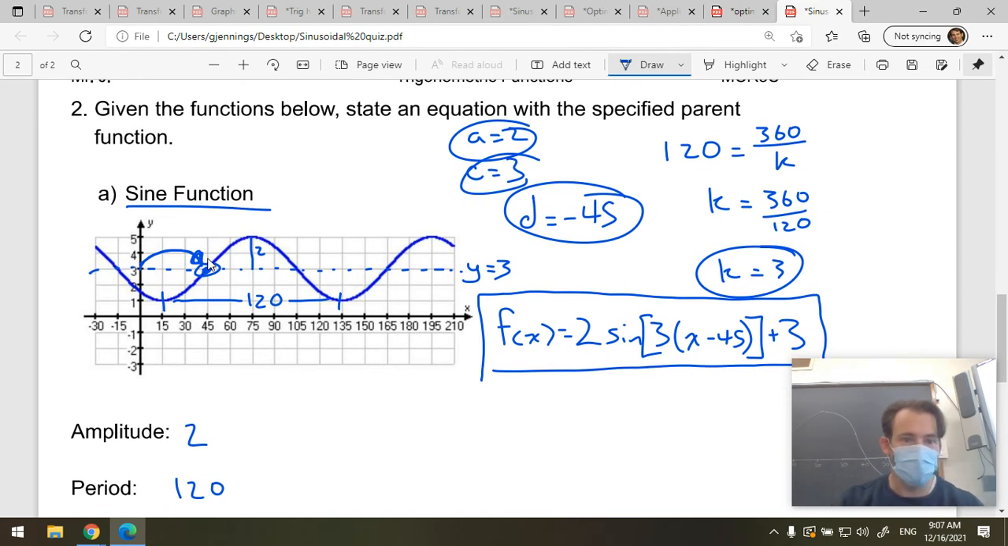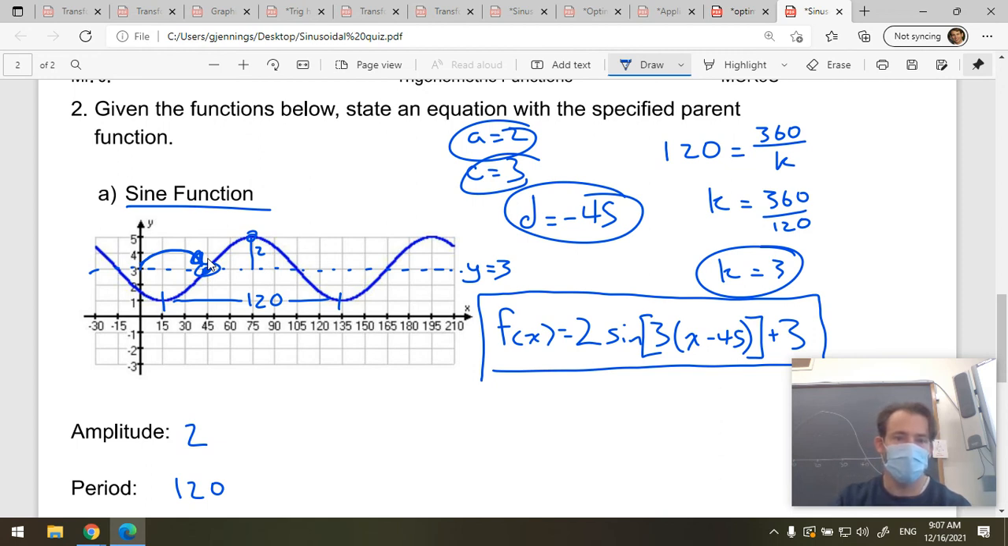All right. So let's test a point. Let's test 75 because that's one of our maximums. We should get an output of 5 with this function. Okay, 75 minus 45, that's 30. Sine of 3 times 30, that's 90. Sine 90 is indeed a maximum for sine. That's 1. So then I'd have 2 times 1 is 2. 2 plus 3 is 5. Great, that point checks out.